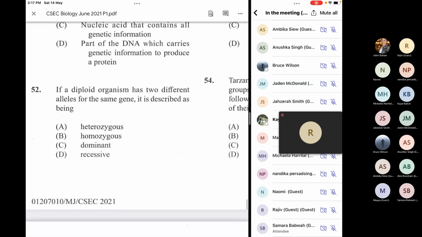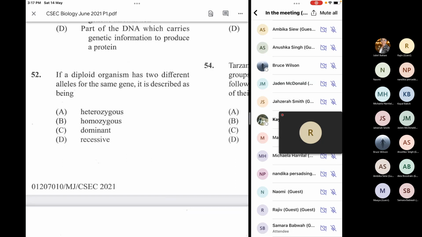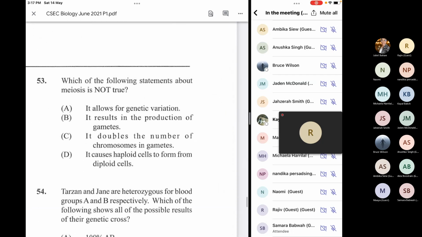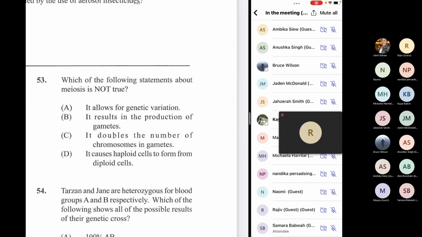All right, 52. If a diploid organism has two different alleles for the same gene, it is described as being, so they say two different. Different is heterozygous. This one is E. 53. Which of the following statements about meiosis is not true? Now, meiosis, C, it doubles the number of chromosomes in gametes. It's supposed to be half the number of chromosomes, because meiosis gives a haploid number of chromosomes. Mitosis is diploid.